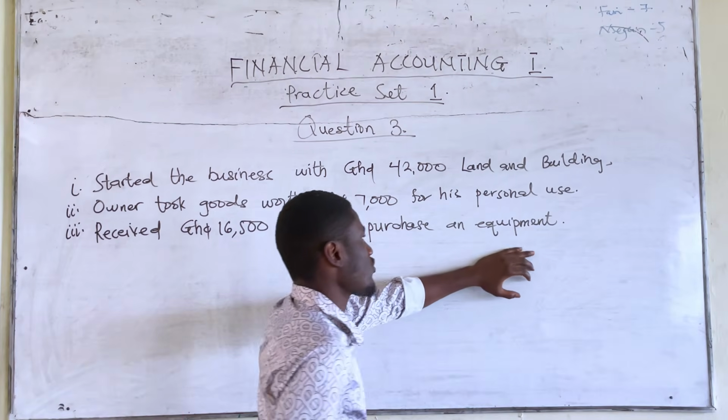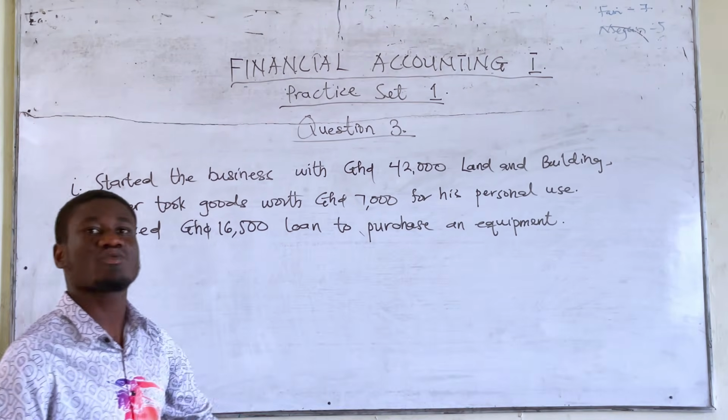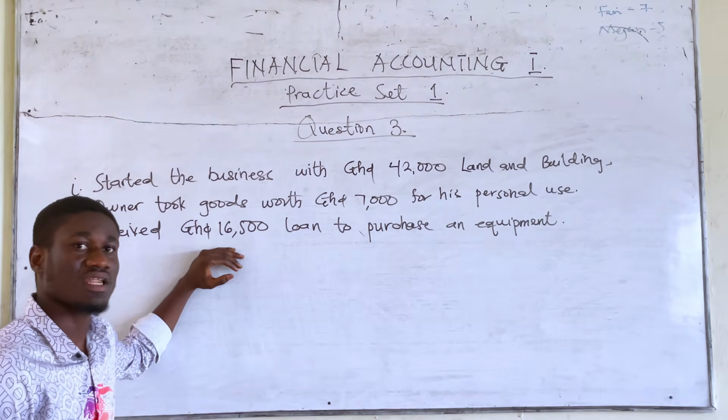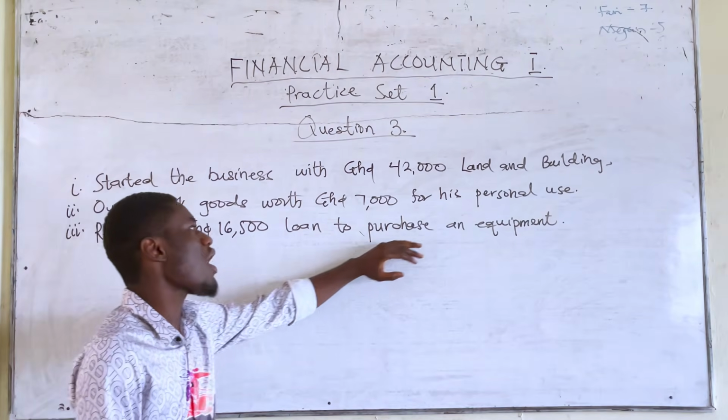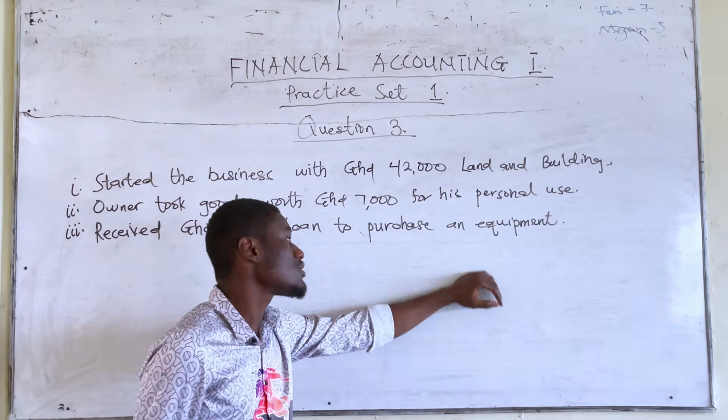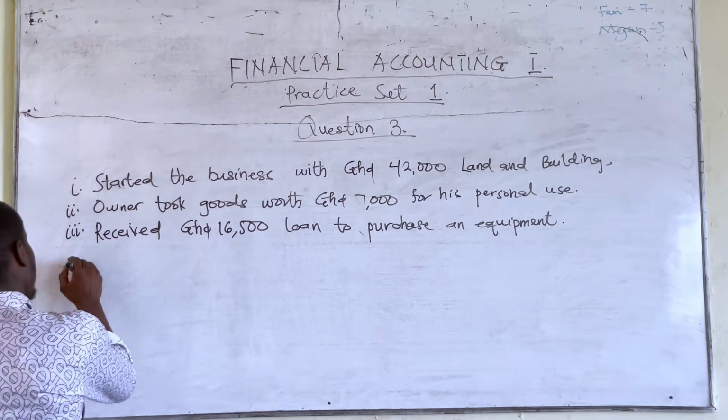Now we purchased an equipment. That means if we had zero amount of equipment, now we have 16,500 amount of equipment. You get it? So the equipment has increased. That's what is in the question. Now we move to Ivy.